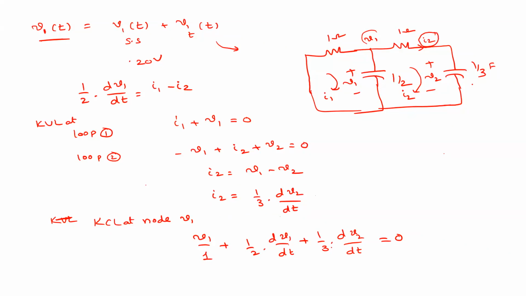So this contains V1 terms and this contains V2 terms, right? Somehow we need to eliminate this V2 term. So how to eliminate this V2 term? Sir, I2 is equal to I1 minus 1 by 2 into dV1 by dt. I2 is equal to minus V1 minus 1 by 2 into dV1 by dt. This is the one.